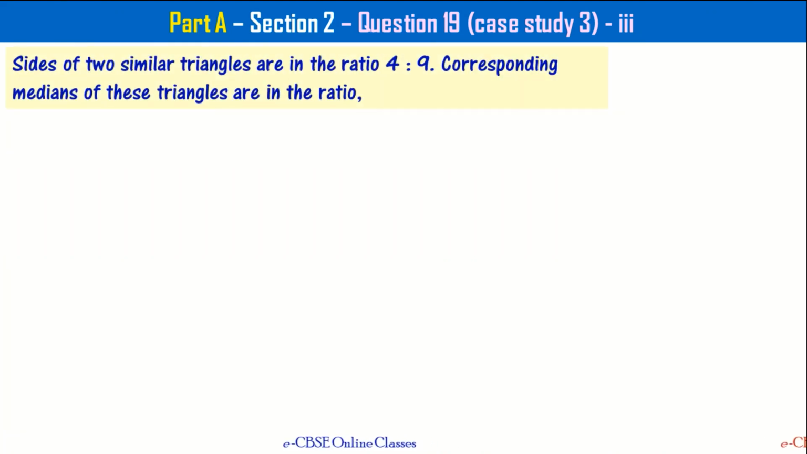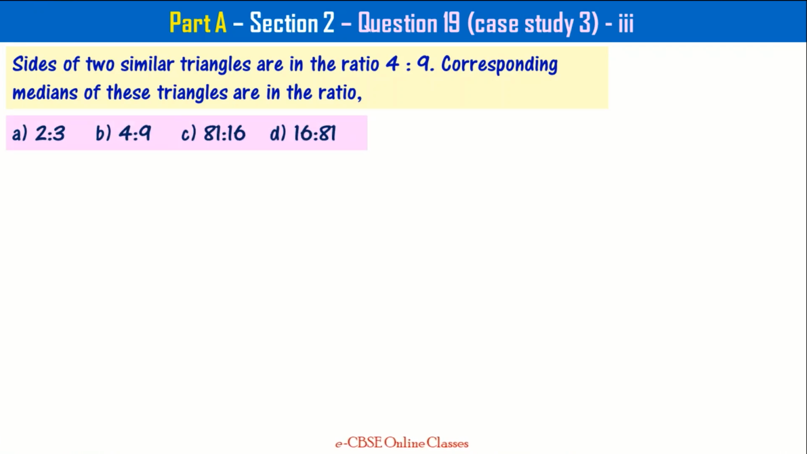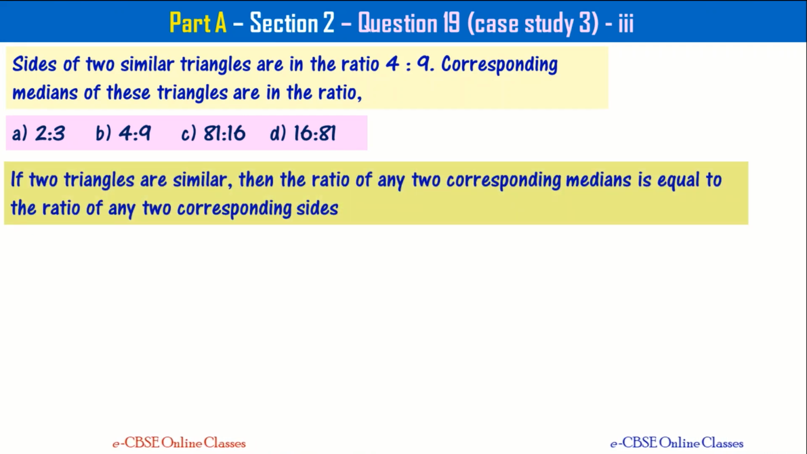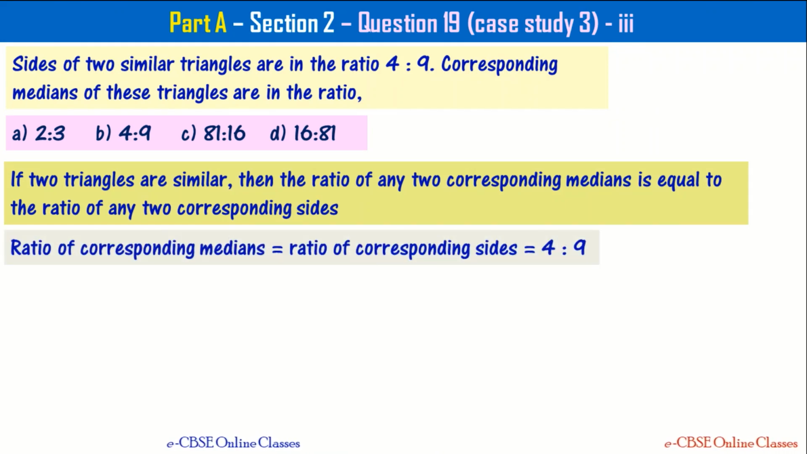Subpart 3. Sides of two similar triangles are in the ratio 4:9. Corresponding medians of these triangles are in the ratio is the question, and 4 choices are given. We know that if two triangles are similar, then the ratio of any two corresponding medians is equal to the ratio of any two corresponding sides. It means the ratio of corresponding medians is equal to the ratio of corresponding sides, that is given 4:9. So the ratio of corresponding medians is 4:9. So answer is B.